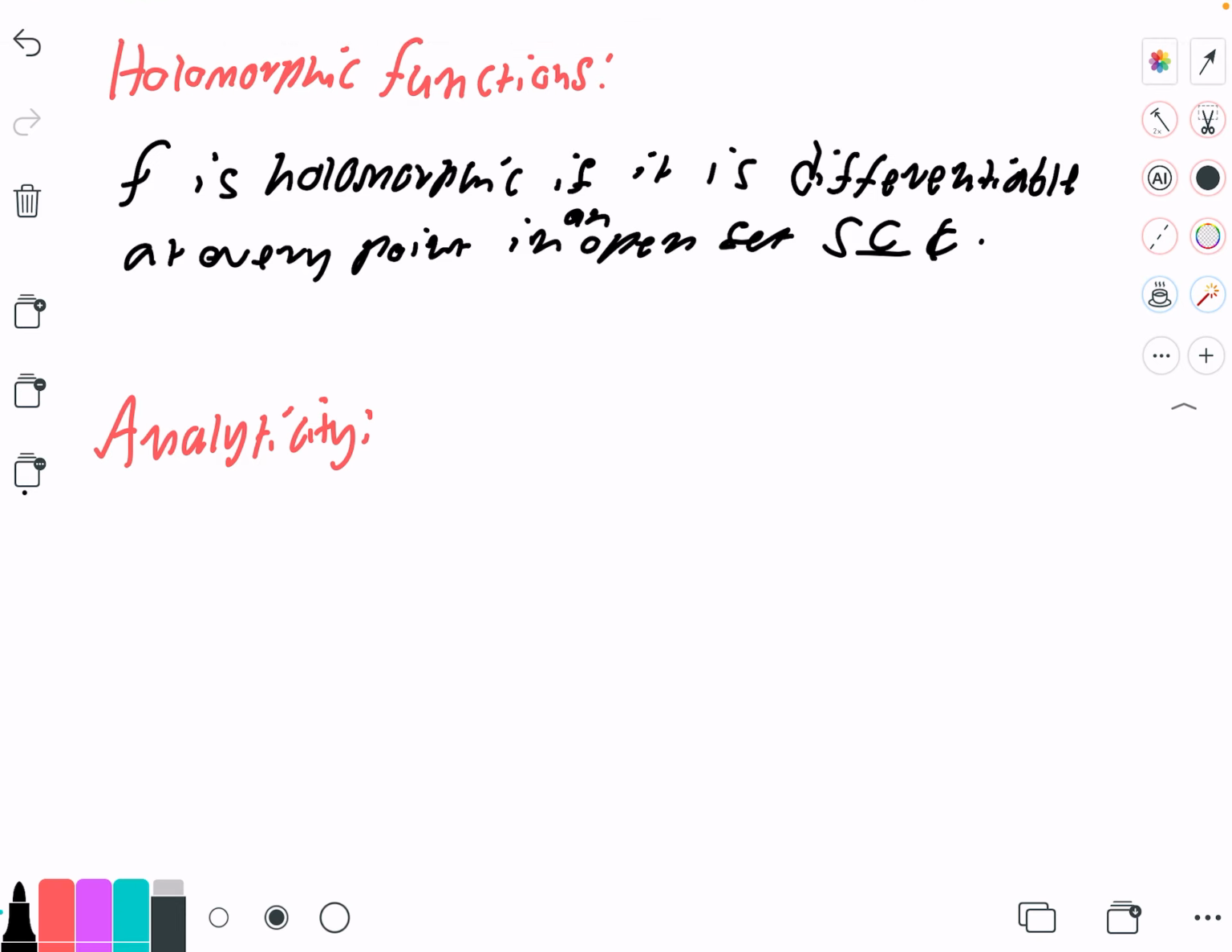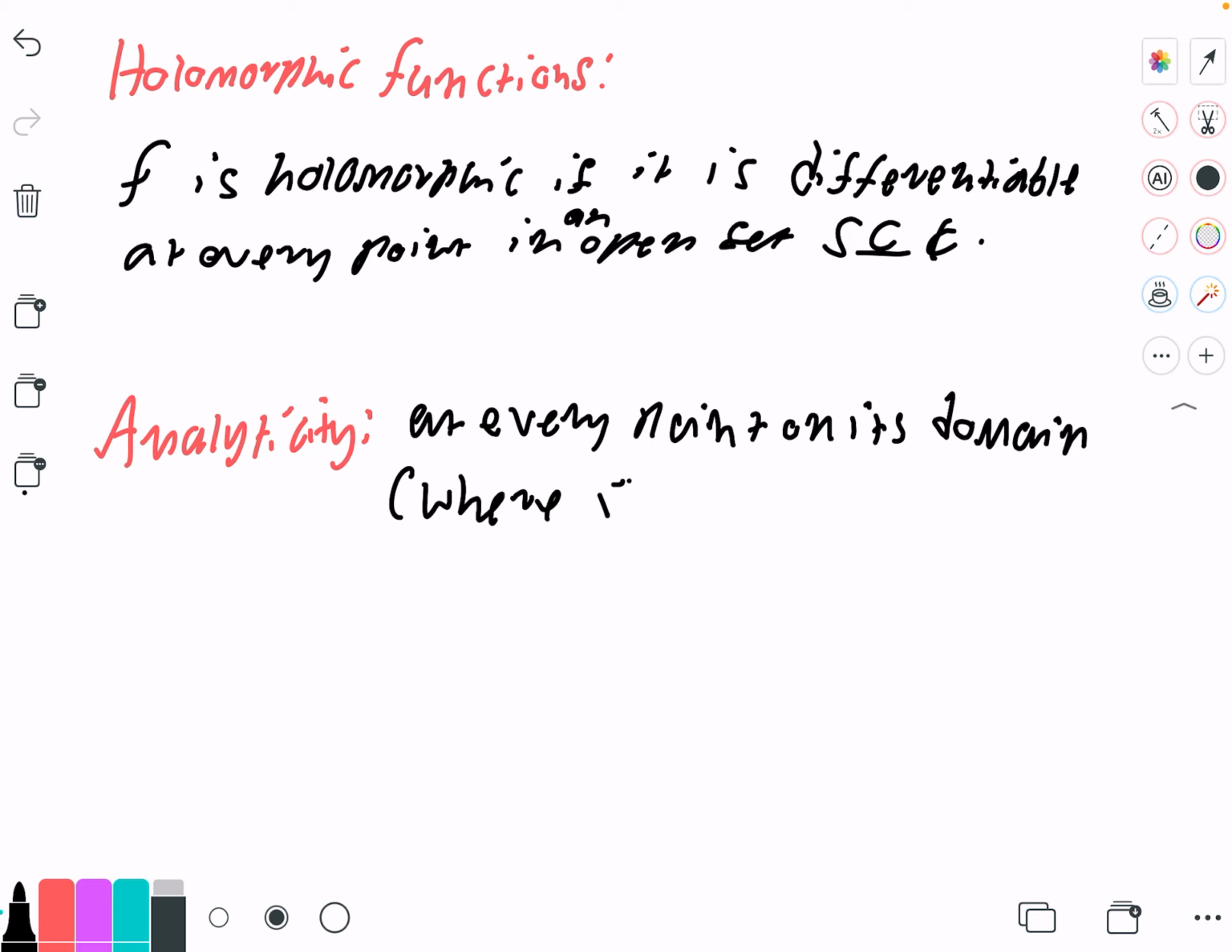So, analyticity means that at every point on this domain, f is holomorphic. So, if f is an analytic function, it's given by a convergent power series.